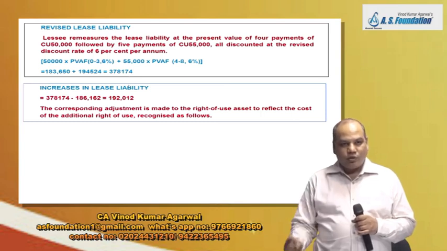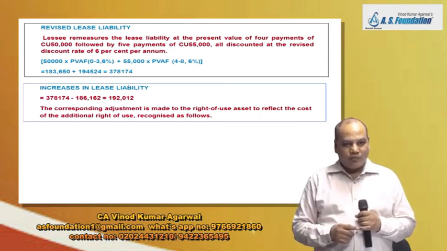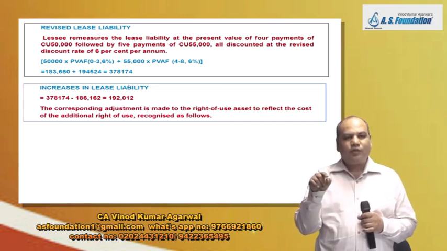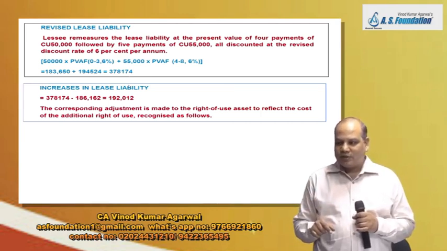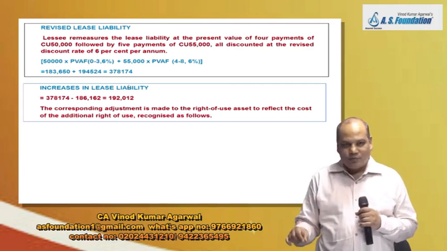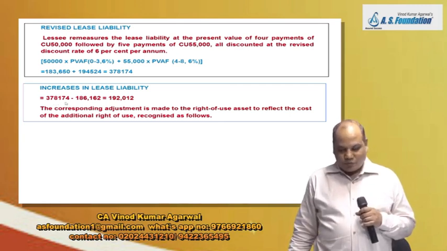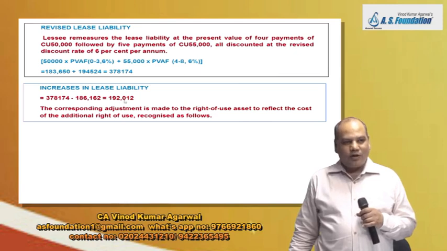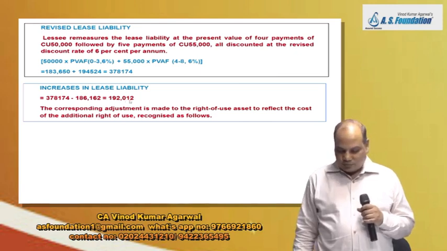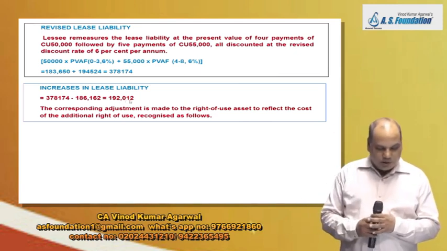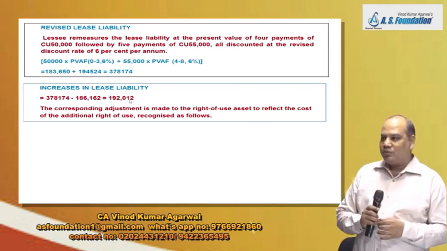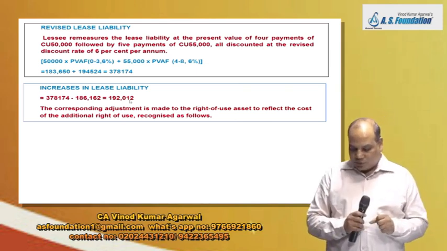Now let us go to the table which is printed in your note. What was the balance of liability at the end of 6 years? 186,162. And what is your liability now? 378,174. So increase in lease liability, underline 192,012. Increase in lease liability 192,012. What is the journal entry you will pass for this?